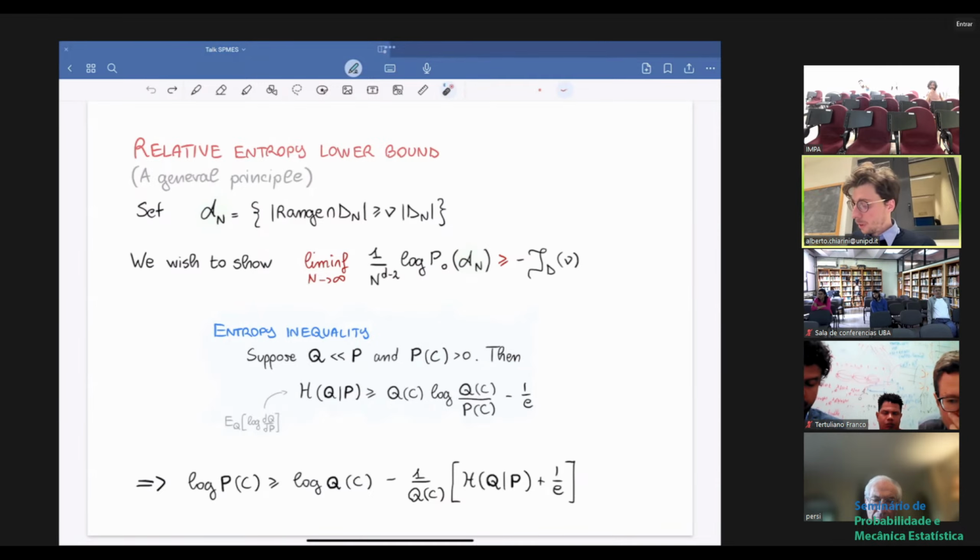What is nice about this quantity is that I have the log of Q(C) and I have the log of P(C). So by rewriting this nice inequality, I can bound from below the logarithm of the probability of an event C, where P is my reference measure, by the logarithm of the probability with respect to the new tilted measure Q, paying some price, and the price is that of the relative entropy between the two measures, essentially.